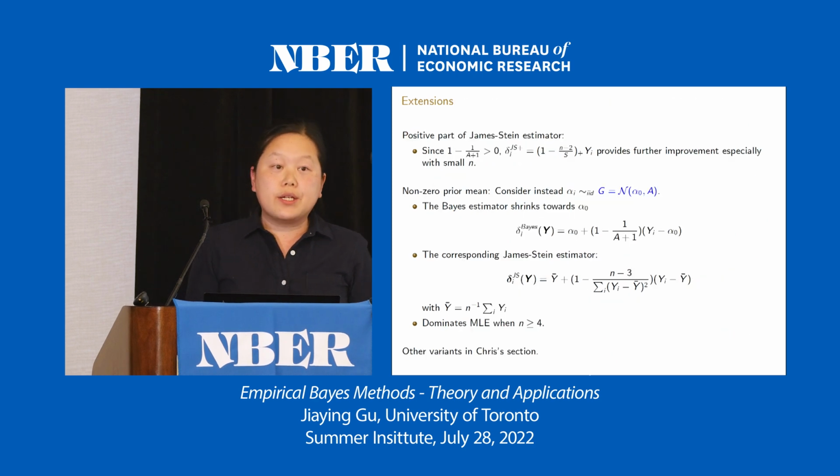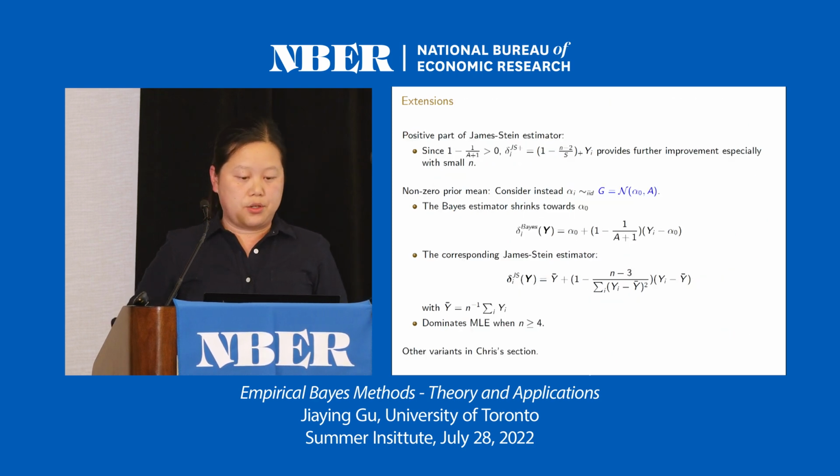There are a couple of extensions of the James-Stein estimator. For instance, we note that the shrinkage factor is always strictly positive. So putting a positive part on the shrinkage term would provide some further improvement, especially for small n. We could also generalize the prior G to have an unknown center, alpha 0, right?